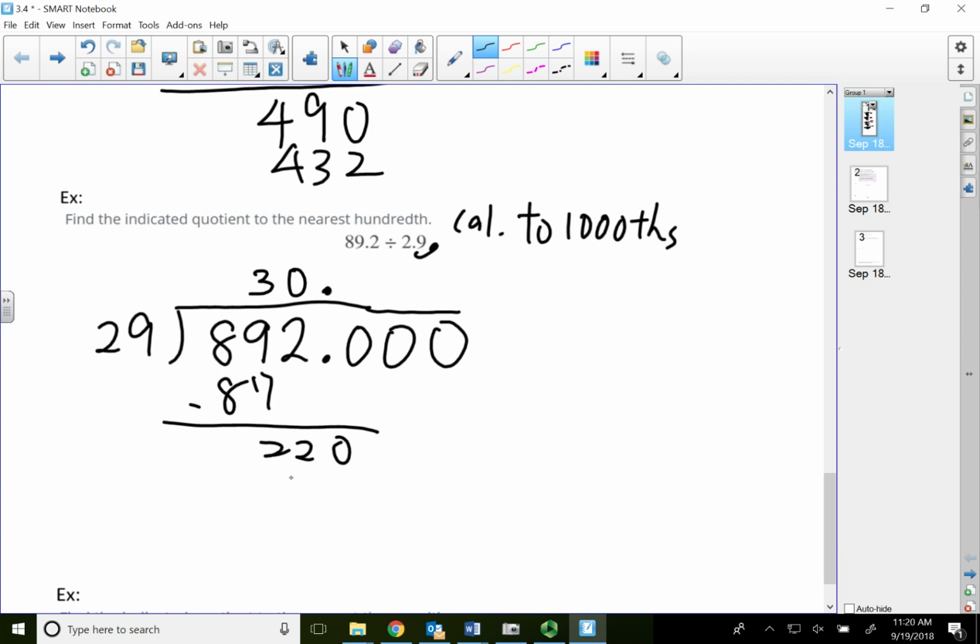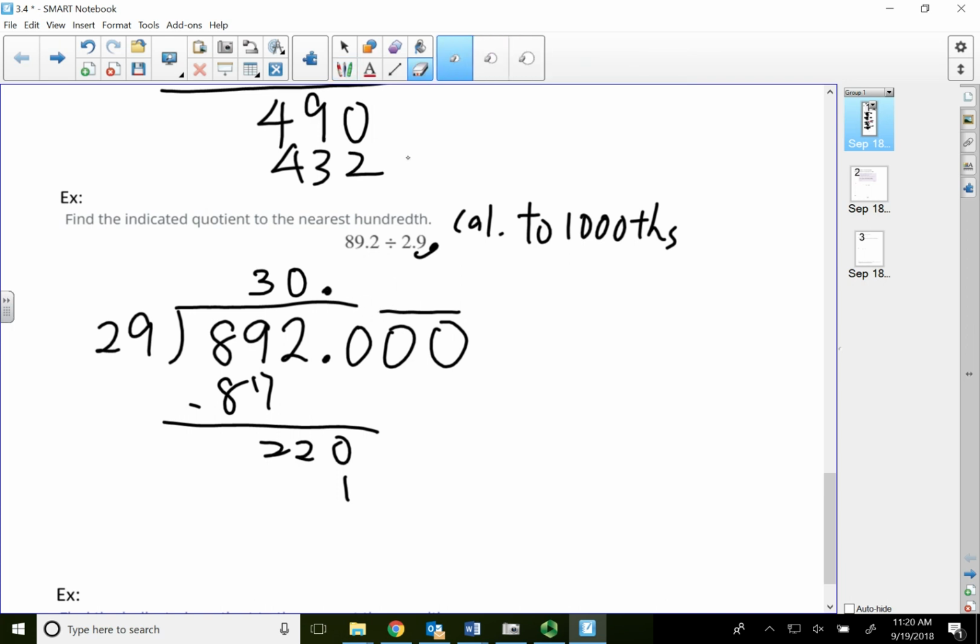2 going into 22 is about 11 times, but we cannot use anything higher than 10. So I will use 9 right here. 9 times 9 is 81. Carry 8. 9 times 2 is 18. 18 plus 8 is 26. So that's too big. So 9 is too big.